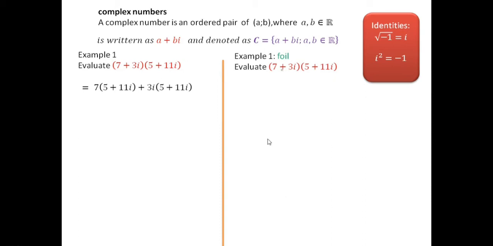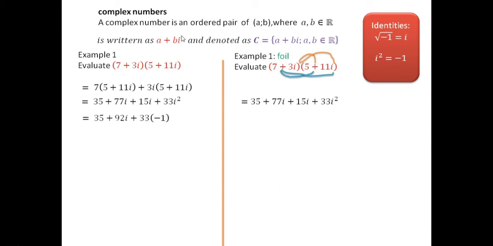And by foiling everything out, you should get 35 plus 77i plus 15i plus 33i squared. Now, do not get tempted to write this expression in descending order of i, because remember here our main goal is to write our answer in terms of a plus bi.